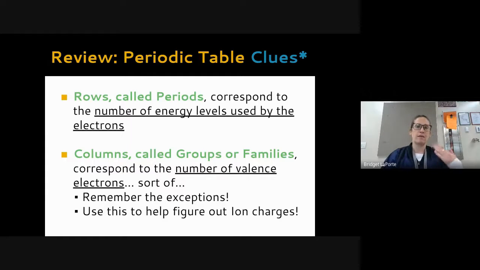So 1 is going to be +1. Group 2 is going to be +2. We skip to 13. Remember, it ends in a 3, so that's going to be +3. Our 4 is going to be either or. And then when we get to group 5, that's when we start going down, right? We become negative. So -3 with group 15, -2 with group 16, and -1 with group 17. Again, all things you should already have labeled on your periodic tables.